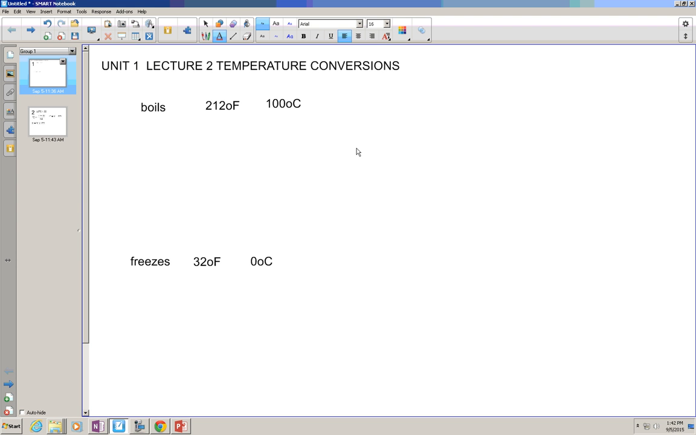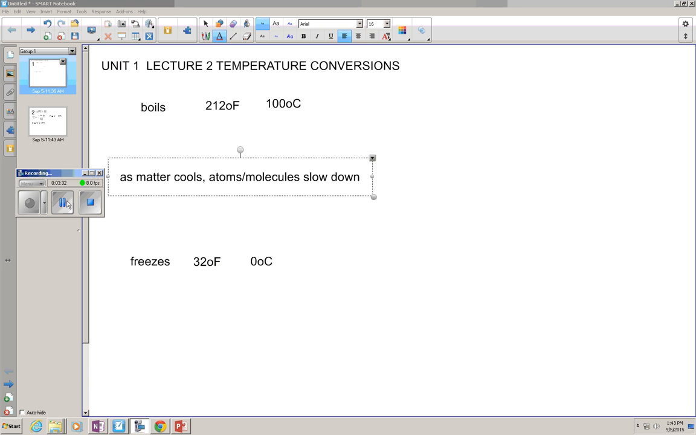Lord Kelvin, and it was a real person, Lord Kelvin, that's not what his parents named him, realized that if you took matter and actually cooled it down, as matter cools, its atoms or molecules slow down. Okay, you got that? So as matter cools, its atoms or molecules slow down.